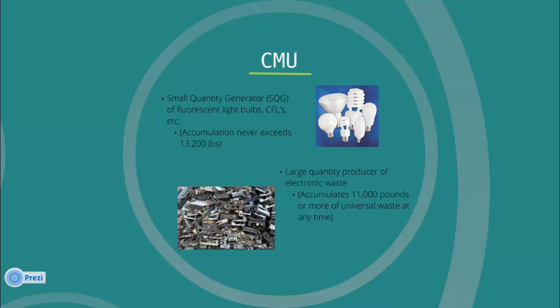CMU is considered a large quantity generator of electronic waste. A large quantity generator is classified as accumulating more than 5,000 kilograms or 11,000 pounds or more of universal waste at any time. Training is necessary when any entity is considered a large quantity generator of any waste.